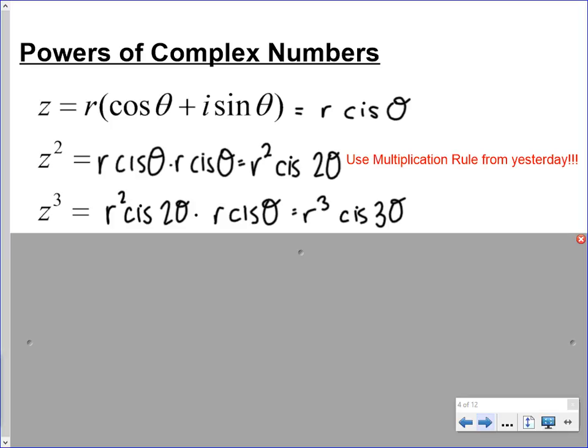David: If you were to split that up into sine and cosine instead of cis, how would that work? It would look like the cosine of 2 theta plus i times the sine of 2 theta in parentheses times the cosine of theta plus i times the sine of theta in parentheses. You'd have two binomials and you'd have to FOIL or distribute that out.